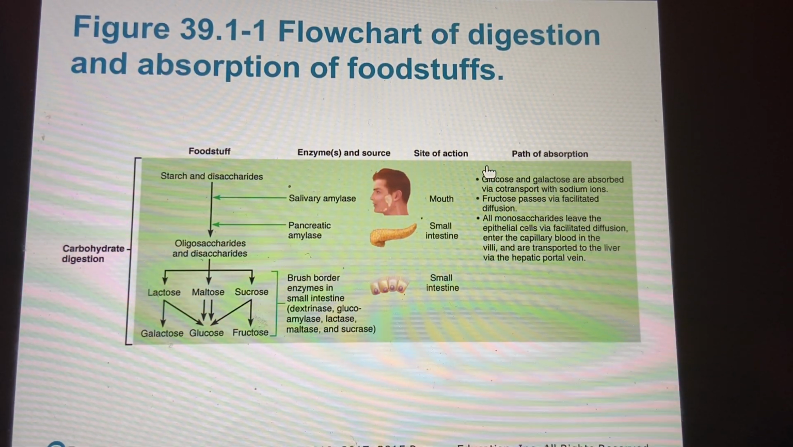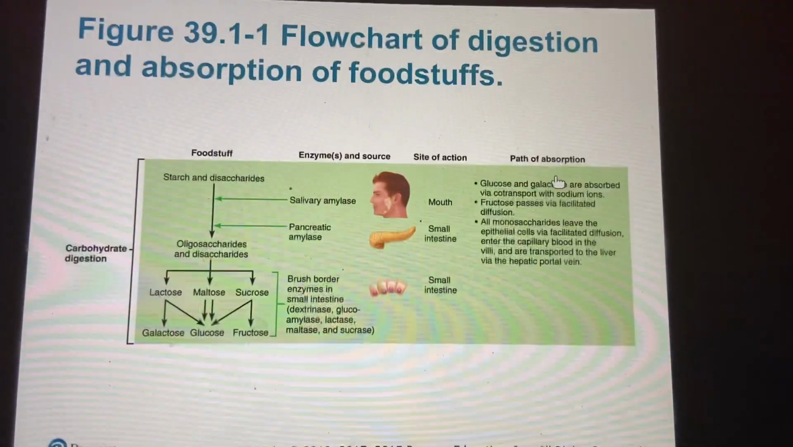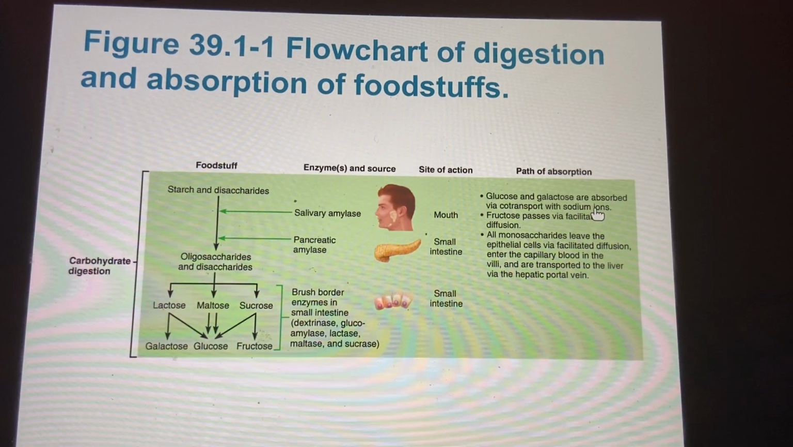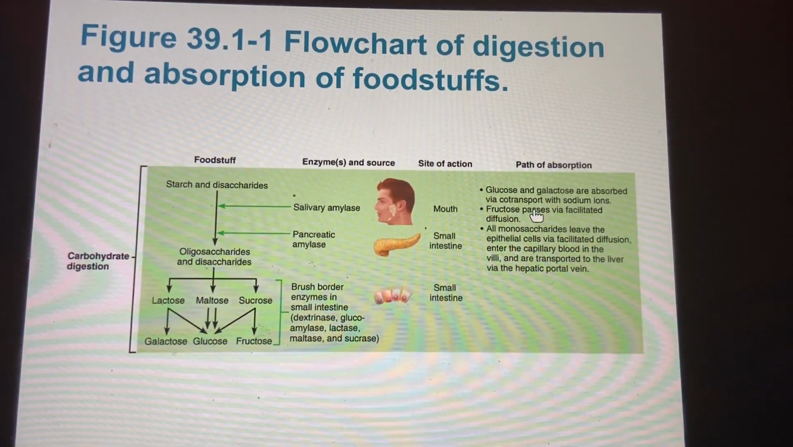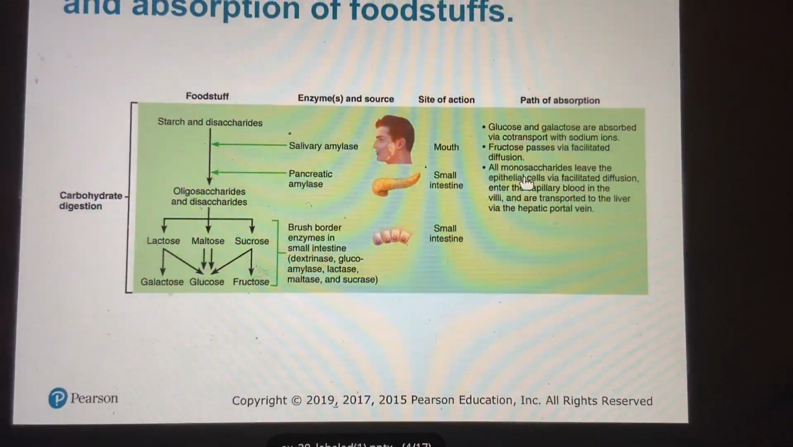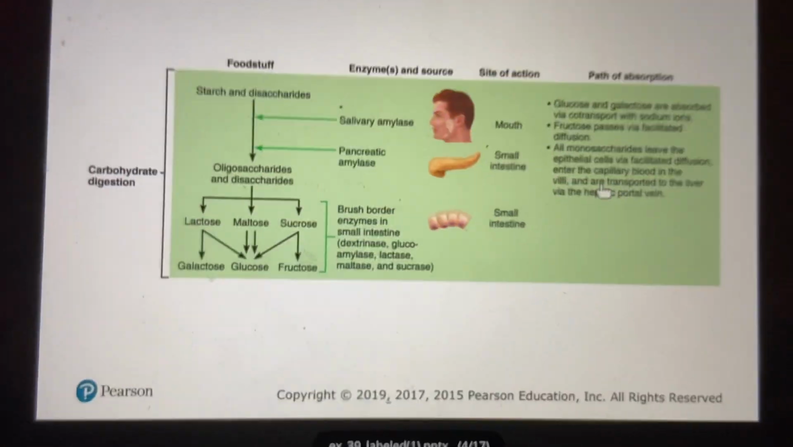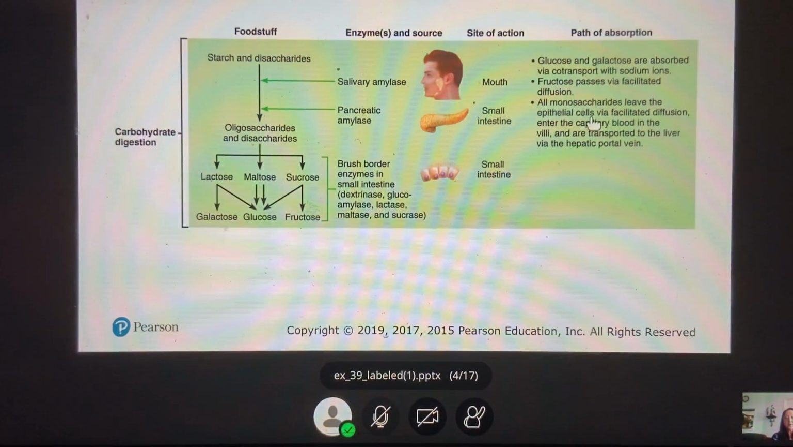Well, the path of absorption, for glucose and galactose, they are absorbed via co-transport with sodium ions. Fructose passes via facilitated diffusion. And all the monosaccharides leave the epithelial cells by facilitated diffusion. They enter the blood. So here this is absorption already.